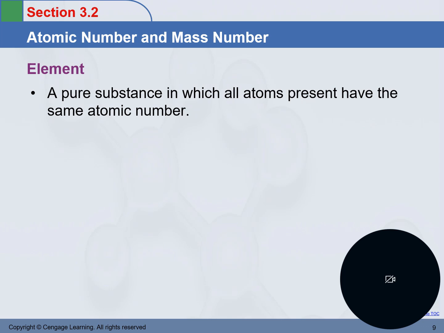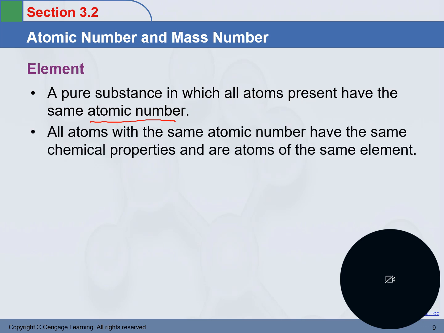An element is a pure substance. We covered that in chapter 2, in which all the atoms present have the same number of protons, or the same atomic number. This is like a fingerprint to you and I. Same thing with atoms. You figure out how many protons it has, you can figure out what the element is. All atoms with the same atomic number are going to have the same chemical properties and are going to be considered the same element.